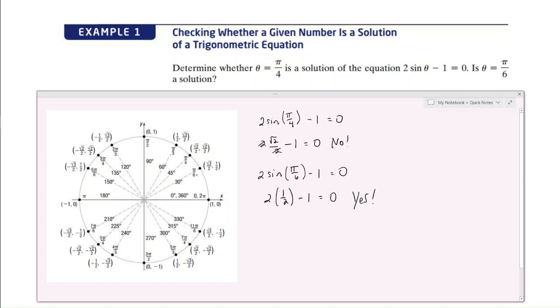But not only is pi over 6 a solution, we also can go further along here to the angle 5 pi over 6, which has also got a sine of 1/2. So is 5 pi over 6.